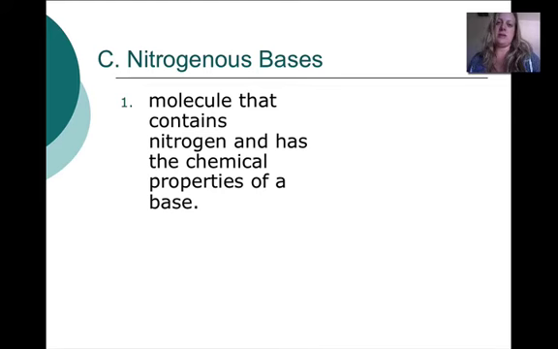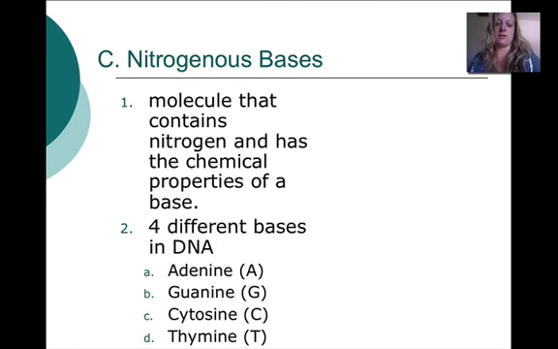So the nitrogenous bases are molecules that contain nitrogen and have the chemical properties of a base, meaning a base is the opposite of an acid. There are four different ones we're going to use, only four. We have adenine, which we denote as A, guanine, G, cytosine, C, and thymine, which is T. So these are the four bases we're going to use to build our ladder of DNA.